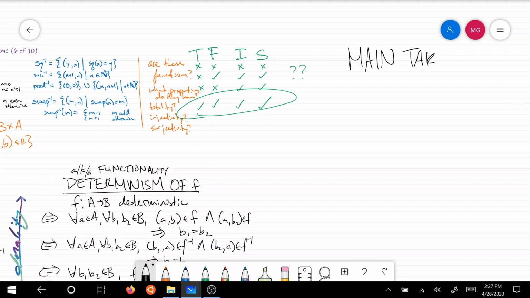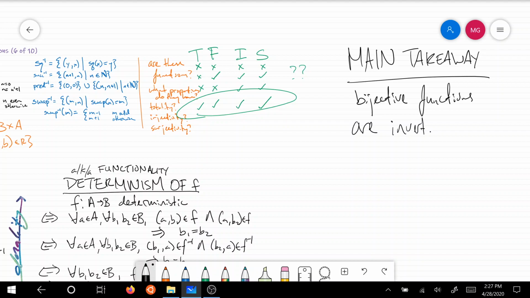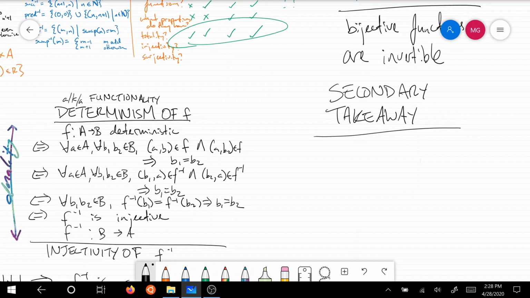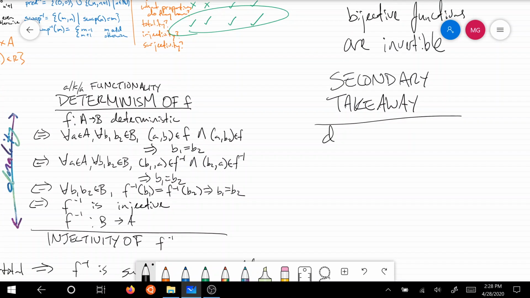if I can ever spell the word takeaway. Bijective functions are invertible. Secondary takeaway. Duality tells you a lot.